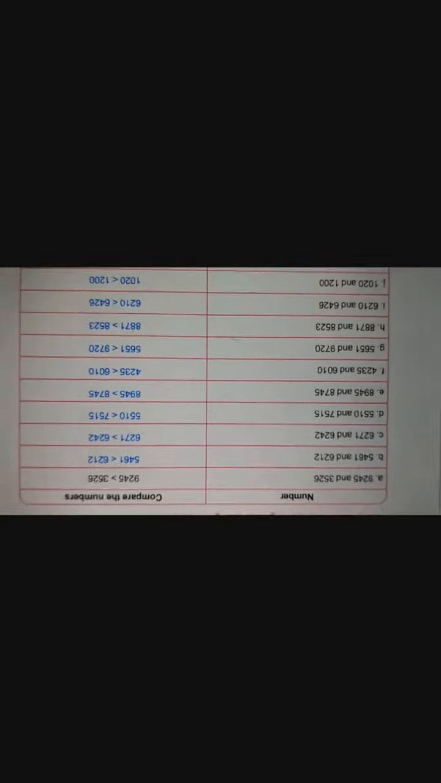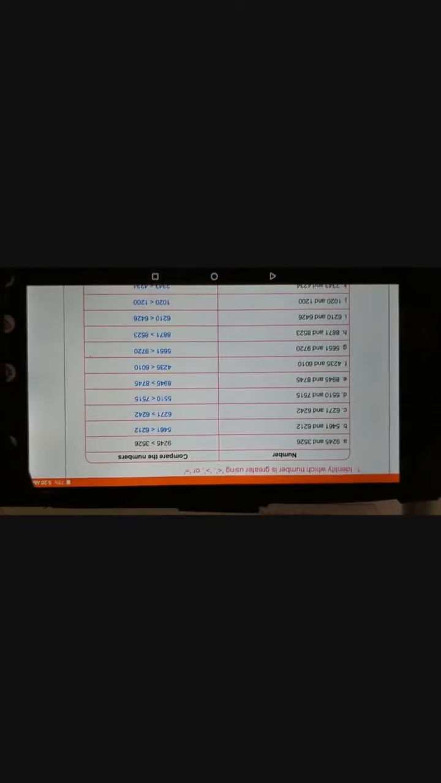Now students, look at this first, A to I, and write it down in your notebook. I'll give you 1 minute. You have to complete your work. You have to write this in your worksheet number 17.